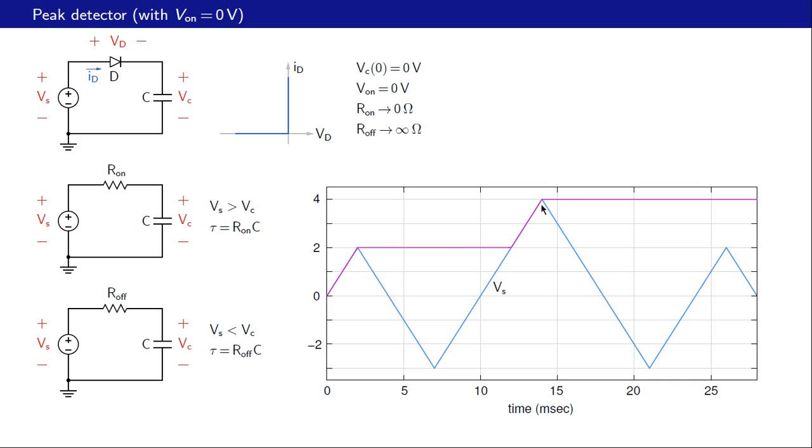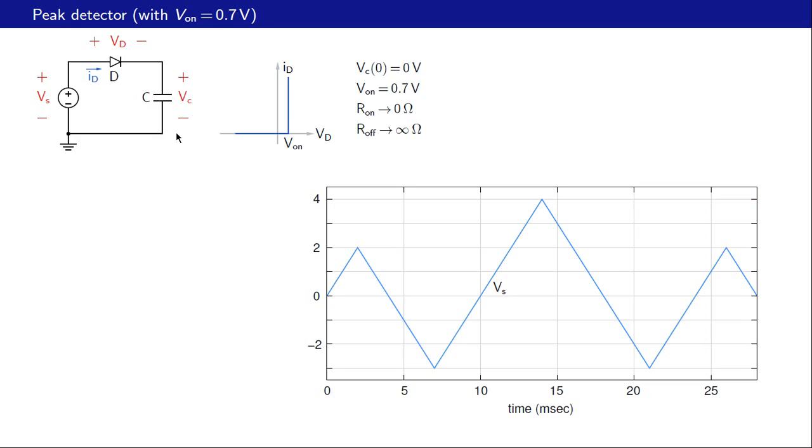So the capacitor voltage becomes constant, and the constant value is the peak of the input waveform, the last peak of the input waveform. That's why this circuit is called the peak detector. And the circuit file is available. You can run this simulation and look at these results.